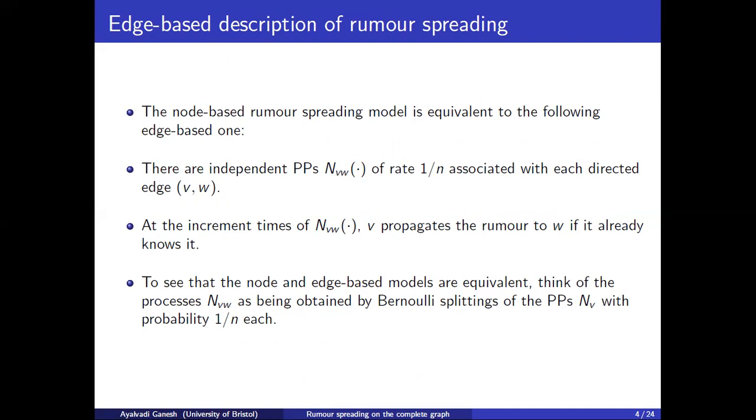Okay, it turns out that it's easier to analyze the model using an equivalent description where instead of putting the clocks on the vertices, we put the clocks on the edges of this complete graph. And there is an equivalent description of the model in this way, and that's what we are going to construct now.